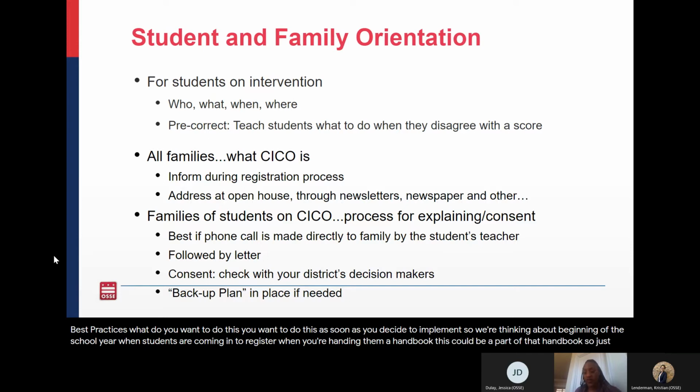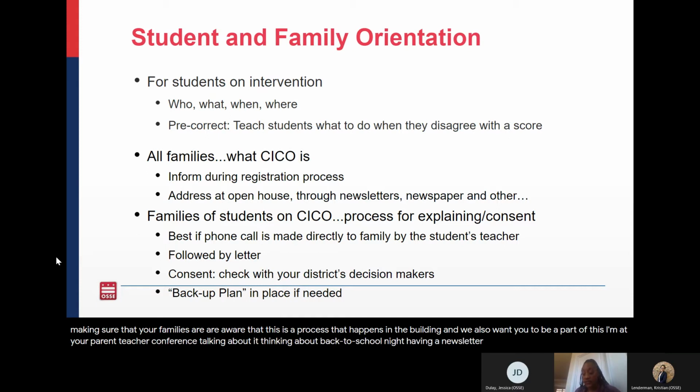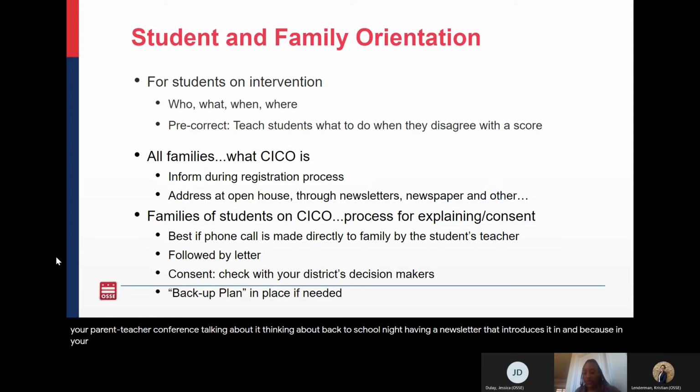So just making sure that your families are aware that this is a process that happens in the building. And we also want you to be a part of this, at your parent-teacher conference, talking about it, thinking about back to school night, having a newsletter that introduces it, and then just sending reminders in your regular communication, so that, once again, parents and families, nothing will come as a surprise to them. And they also can be a support partner for you.